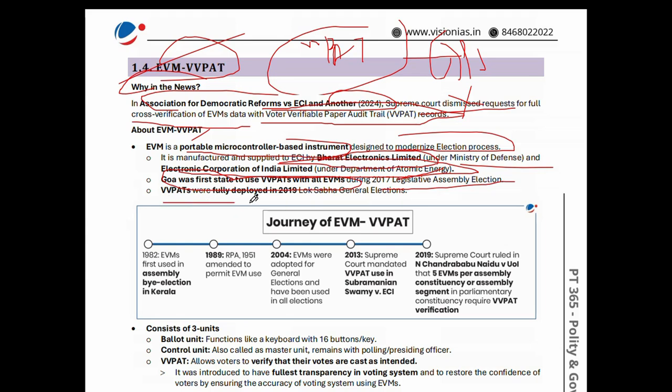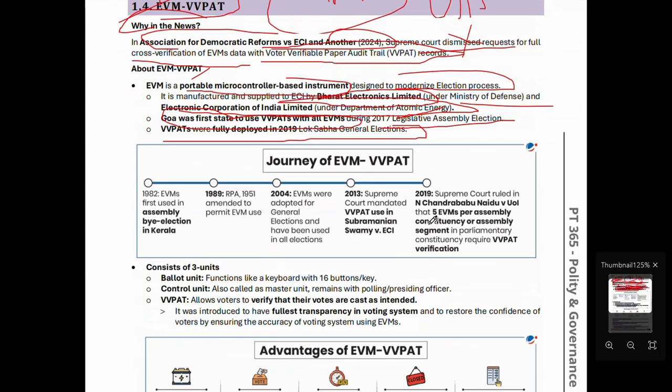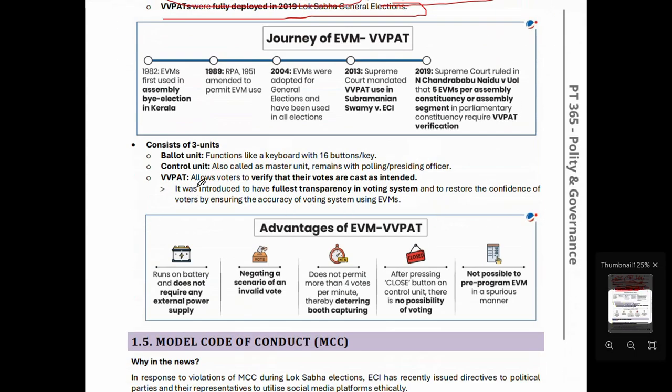Now, it consists of three units: ballot unit, control unit, and VVPAT. VVPAT allows voters to verify that their votes are cast as intended. It was introduced to have full transparency in the voting system, to restore the confidence of voters by ensuring accuracy of the voting system using EVM. The first journey of EVM was in 1982, when EVM was first used in an assembly by-election in Kerala.